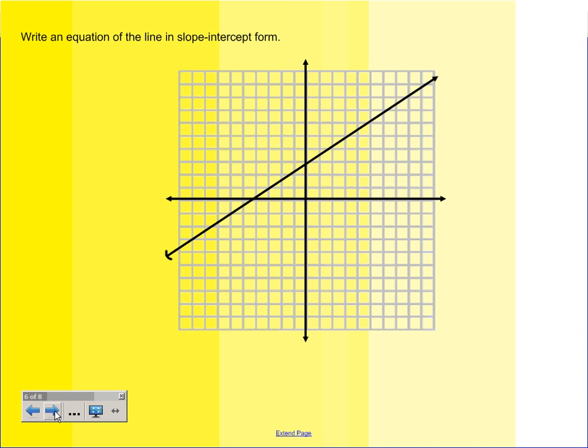Alrighty, here's our next example. In order to write the equation in slope-intercept form, we need b, or the y-intercept, and we also need the slope. So this graph crosses the y-axis right here at 0, 3. I don't need the whole ordered pair, I just need the 3. As far as the slope is concerned, it is going up.